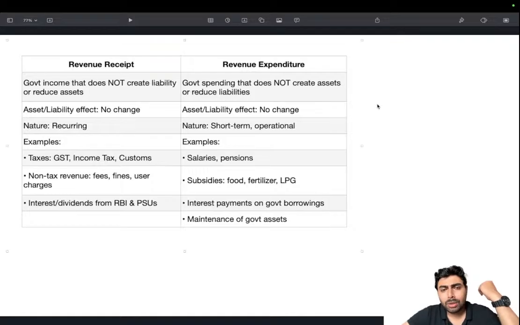Government spending that does not create assets is revenue expenditure. Think of it like salaries and subsidies. They don't have any direct relation to profit or investment. It's just the maintenance of the economy. Very important: interest payment on government borrowings is revenue expenditure, not capital expenditure. Okay, make it very clear.